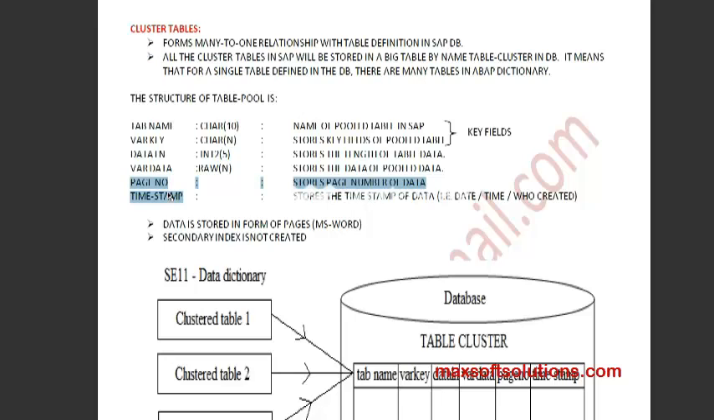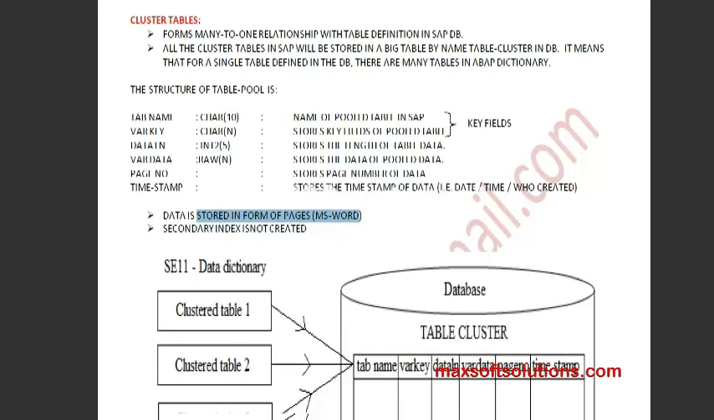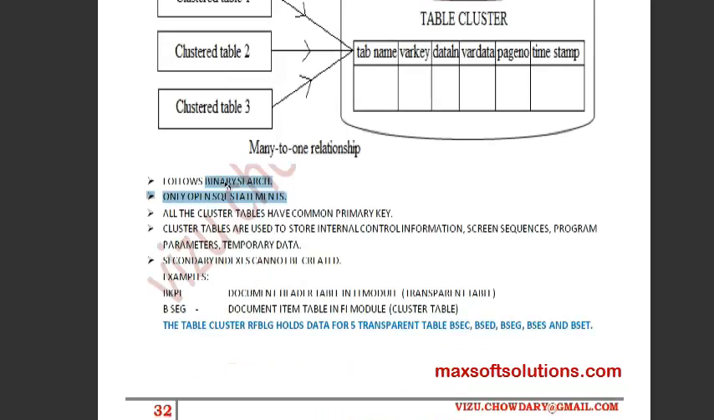Why? Because in a pool table the data will be stored without any page breaks, like a Notepad file. Whereas in a cluster table it will have page breaks, like a WordPad file, like a Word document. That is one difference. And another difference is a cluster table always follows binary search, whereas a pool table always follows linear search. The data is stored in the form of pages. The remaining are the same. These are some of the examples.